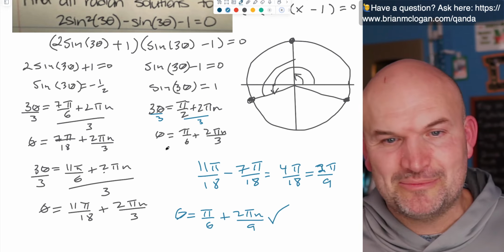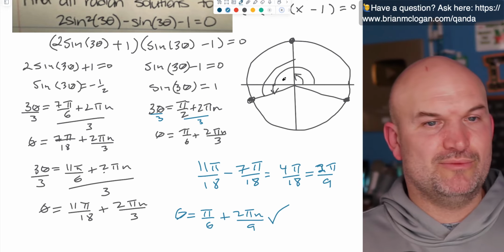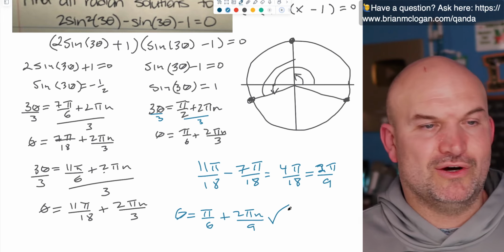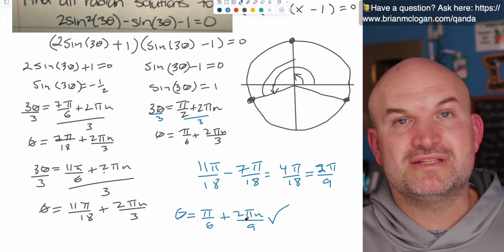So hopefully that was a little bit helpful for you. Look for that symmetry. Once you know there's symmetry, then you can go ahead and use that as your simplified answer.